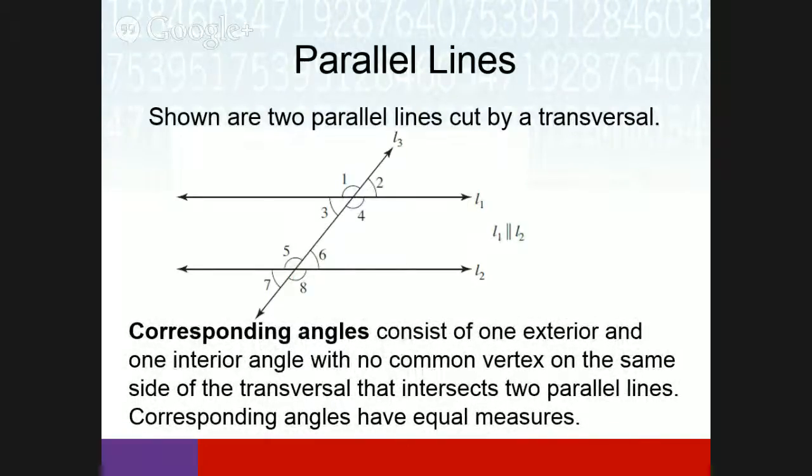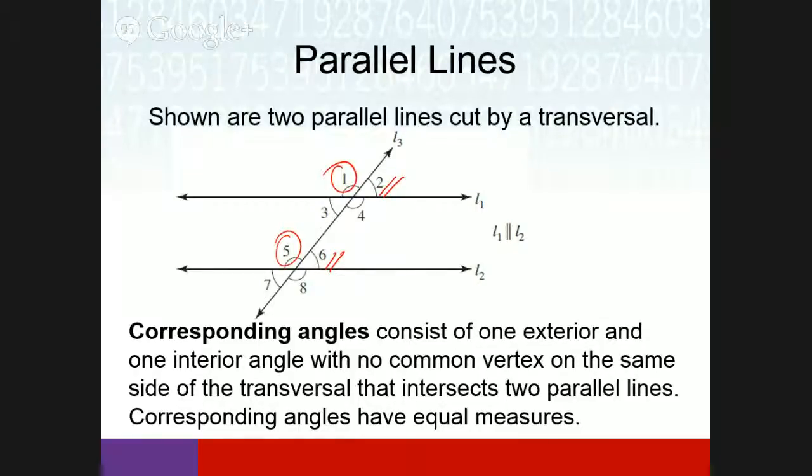Corresponding angles are also congruent. So 1 corresponds to 5. If I was to pick up 1, 2, 3, 4 and put it on 5, 6, 7, 8, those would be the corresponding angles. So why are 1 and 5 congruent? Because they're corresponding angles. 2 and 6 are congruent because they're corresponding angles. Right? So basically what you're saying is 2, 3, 6, and 7 are the same, and 5, 8, 1, and 4 are the same.